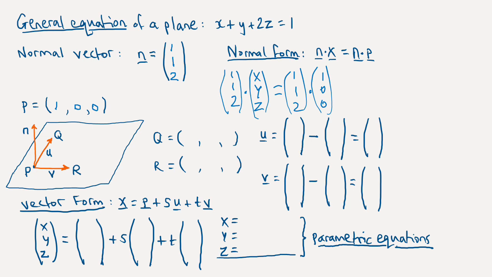And just check that that's correct. On the left hand side we've got x plus y plus 2z, and on the right hand side we've got 1 plus 0 plus 0. So sure enough, we're back to the general equation here. What about the vector form?